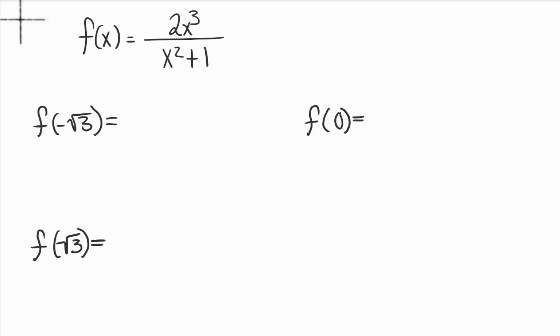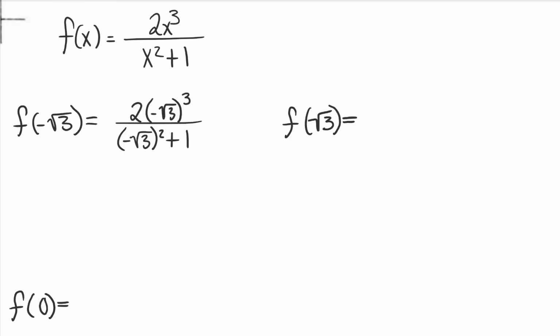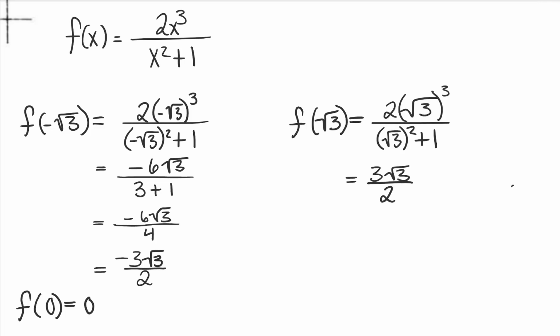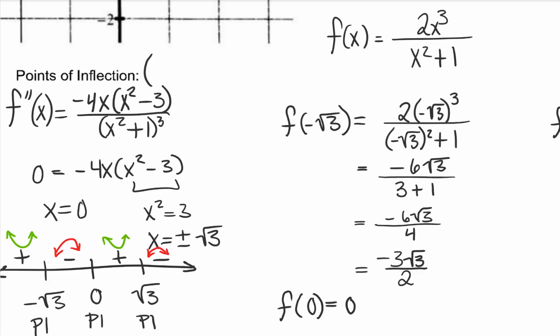To get the points of inflection, we need to find the y values. So when you plug in negative root 3, then we simplify. Our result is negative 3 root 3 over 2. We already know that f of 0 is 0. That's our intercept. And when you plug in root 3, you just get the positive version of when you plugged in negative root 3, which isn't always the case, but it is for this particular function. Our points of inflection are (negative root 3, negative 3 root 3 over 2), (0, 0), and (root 3, positive 3 root 3 over 2).